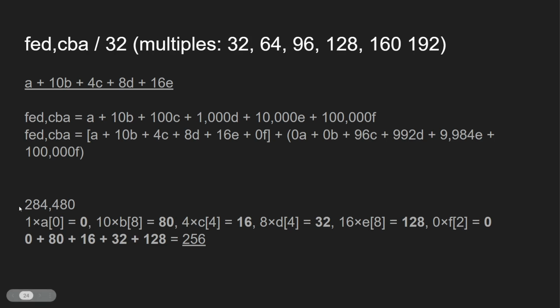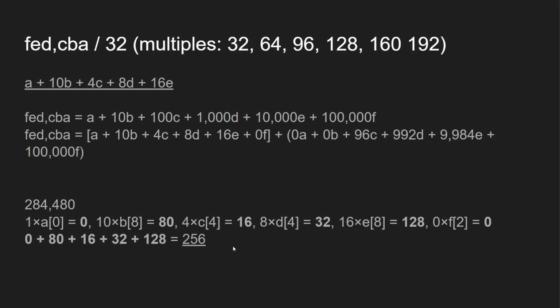So, our primary example, 284,480. The first digit is 0, 1 times A, 0. 10 times B, 80. 4 times 4, which is this digit here, 16. 8 times 4, which is 32. 16 times 8, which is 128. Oh, no, the 2 is for the F, but that doesn't matter, we don't need to know the F. We just multiply it by 0, so 0, and that leaves us with 0 plus 80 plus 16 plus 32 plus 128 plus 0 as well if you want to include it. I didn't. And that gives us 256.